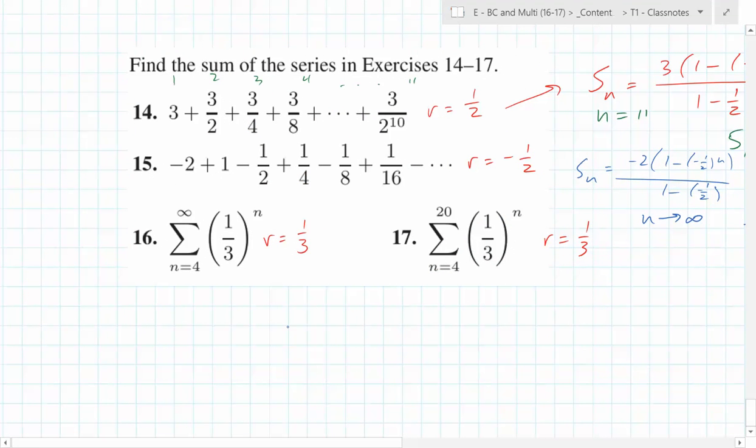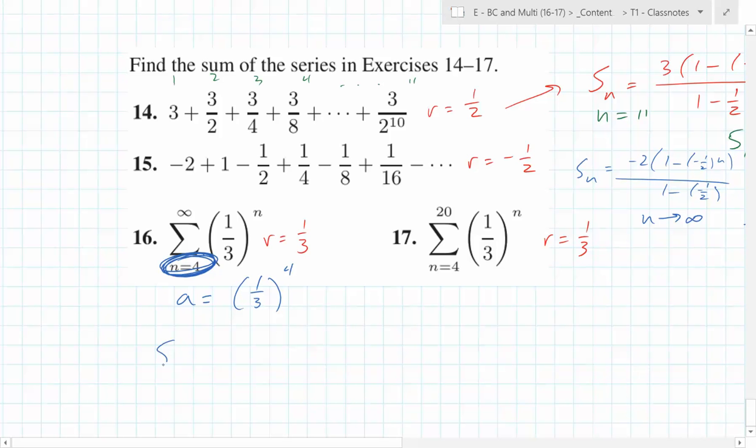Infinite geometric series right here. What's our first term? 1 over 3 to the 4th, because where's n starting? Oh, 4. That's a really cheap thing for the book to do. It starts at 4 instead of 1. Just be careful, that can't happen.